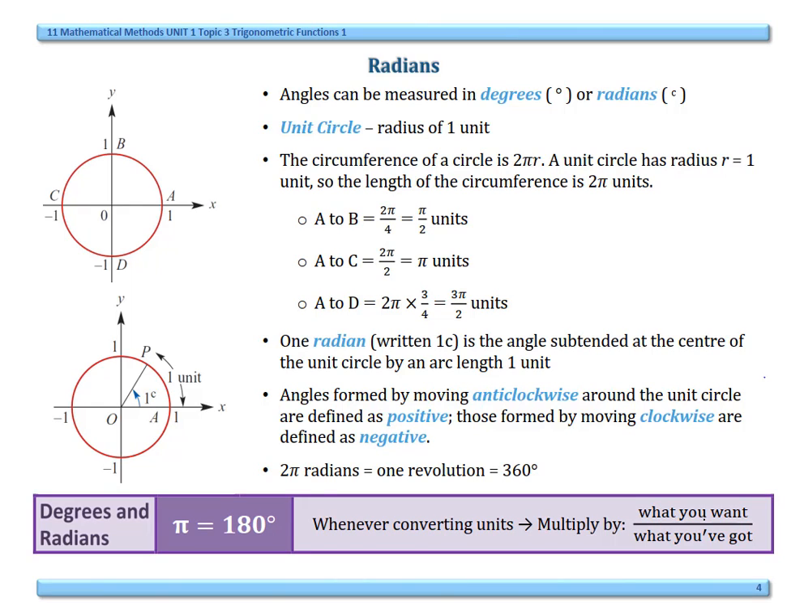This video looks at radians and what a radian is. Now, angles can be measured in degrees or in radians. Now, we all should know our degree symbol. Radians is a little c.